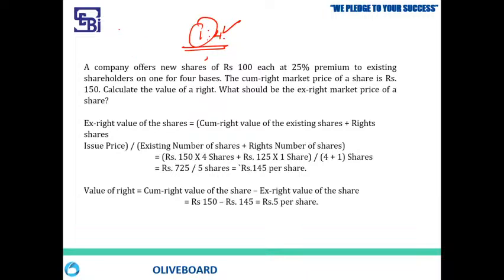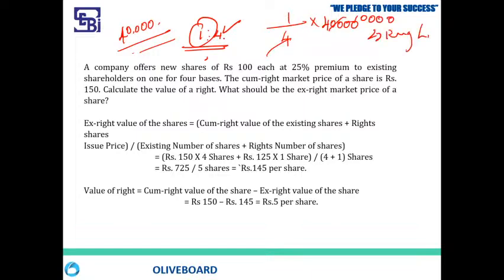Suppose I have been given the total number of shares, say for example 40,000 shares I'm having. Now how much will it come? Existing shares is 40,000. For every 4 shares, 1 share, so it would be 10,000 right shares. So 10,000 right shares I'm going to issue, and already existing is 40,000. So total it would be 50,000 shares. You are getting my point. All right.